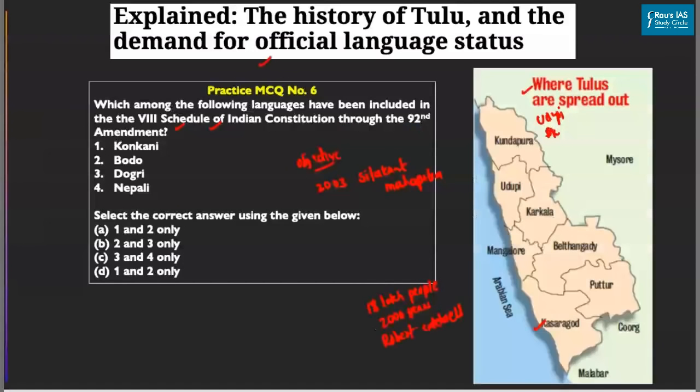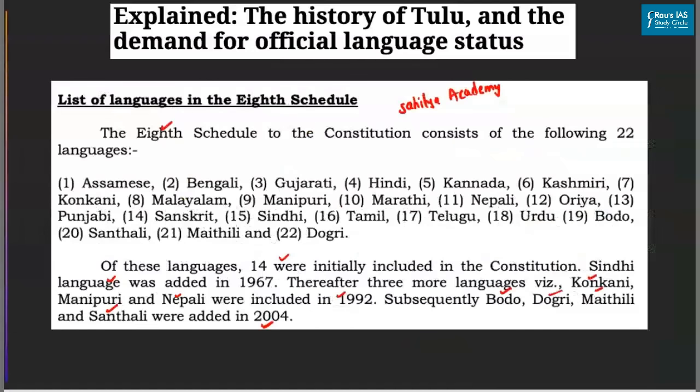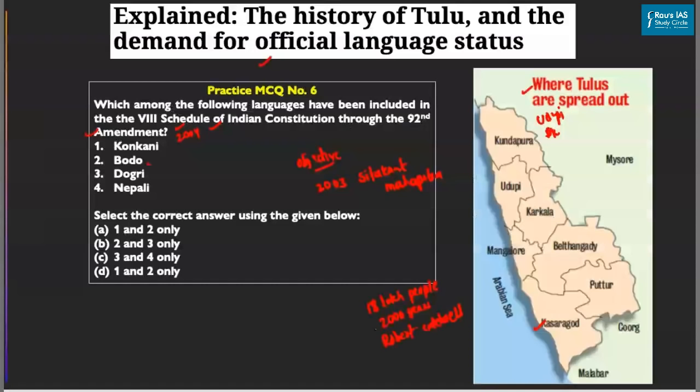So look at this particular practice question. It says, which among the following languages have been included in the 8th schedule of the Indian Constitution through the 92nd Amendment? The 92nd Amendment was passed in the year 2004. So as you can see here, through the 92nd Amendment, we have included Bodo, Dogri, Maithili and Santali. So the right answer here would be 2 and 3 only.